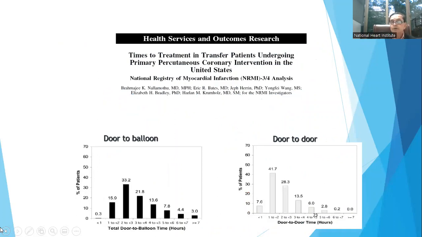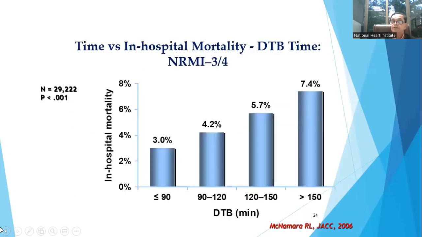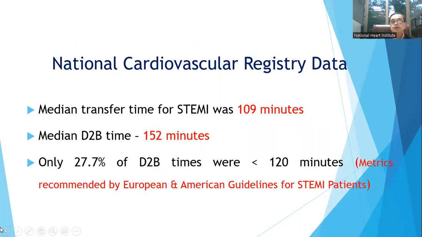These are the data from the United States. As we can see, more than 95% of patients were treated after 90 minutes. And as the time passes, as the door to balloon time increases, mortality rises steeply. From the National Cardiovascular Registry data, the median transfer time for STEMI was 109 minutes, and the median door to balloon time was 152 minutes. Only 27% of the patients were treated within less than 120 minutes.